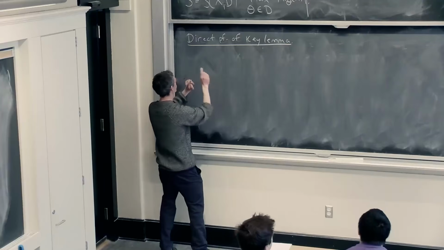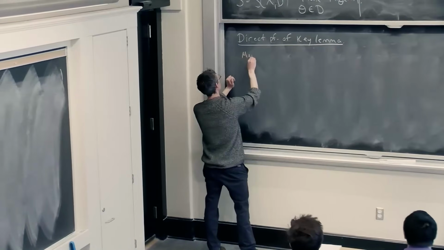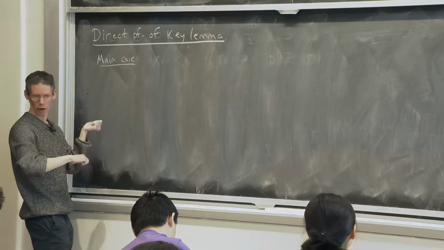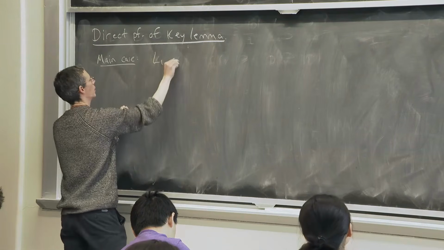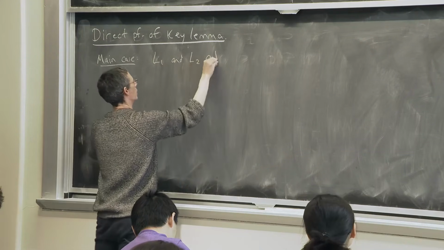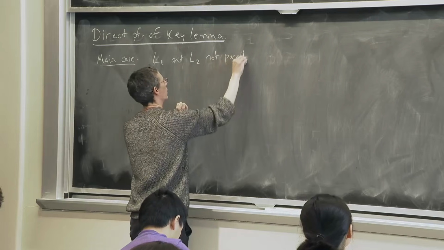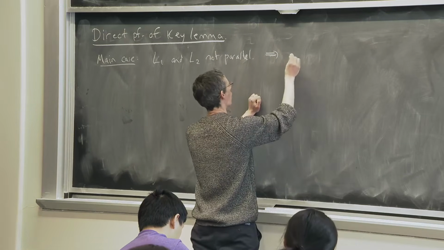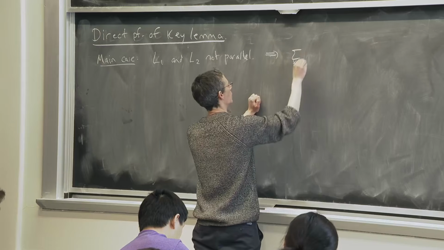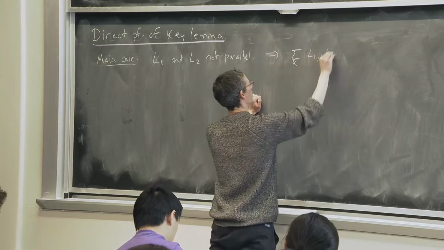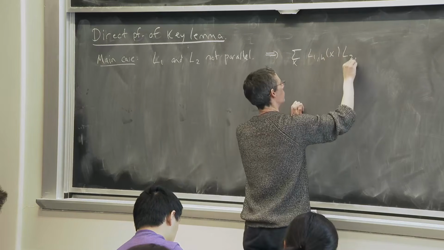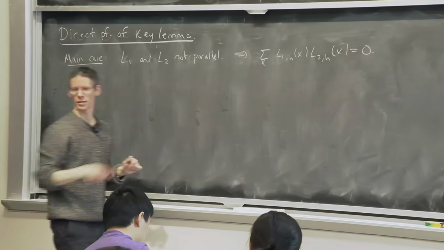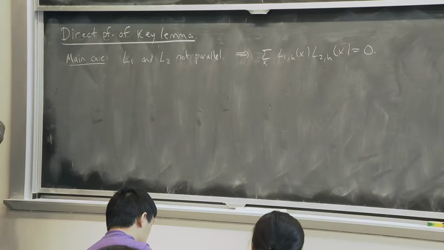OK, so there are actually two cases in the lemma. The main case is that L1 and L2 are not parallel. And in this case, the high-frequency parts are orthogonal. So the sum over x of L1h of x times L2h of x, in this case, is exactly 0. The less than 0 comes from the parallel case.